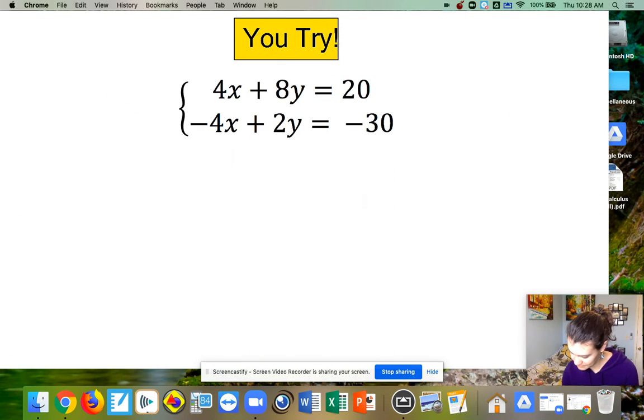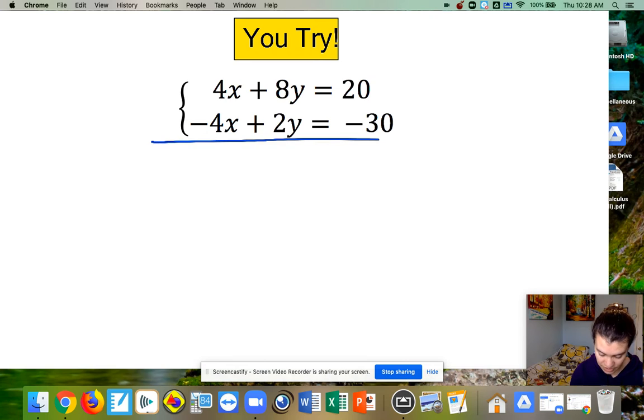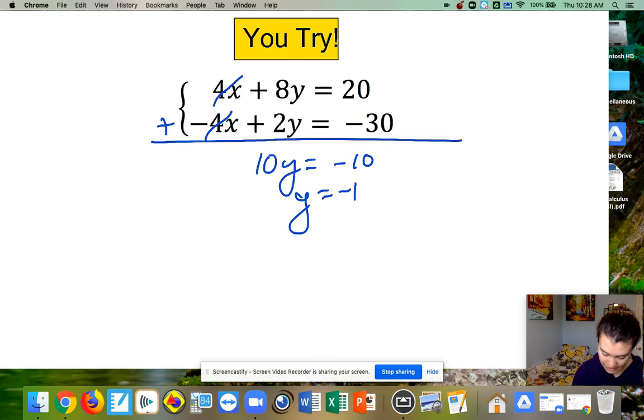All right, you try this one. Okay, so we can add these two together. Those will cancel out, and you'll get 10y equals negative 10. Y will equal negative 1 again.